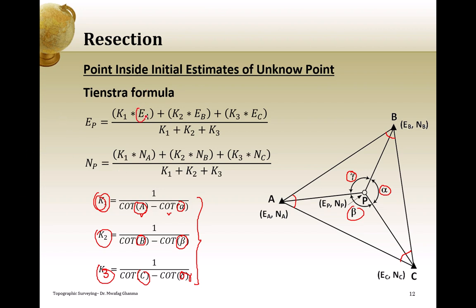So what is EA? It is the easting of the first control point, EB is the easting of the second control point, and EC the third control point. And for the northing of P, we use the northing of point A, the northing of point B, and the northing of point C, always divided by K1 plus K2 plus K3. So this is a straightforward solution. You can put these formulas in Excel and just plug in the EA and NA, EB and NB, and EC and NC, and you will get the solution right away. You do not go into the derivation, unless it is the exam, of course, where you have to do the calculations.